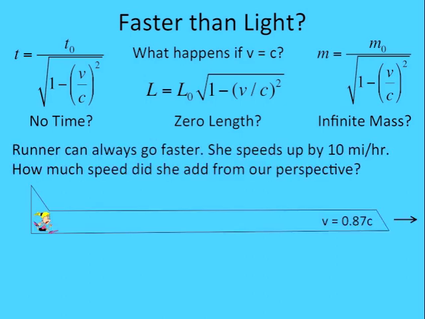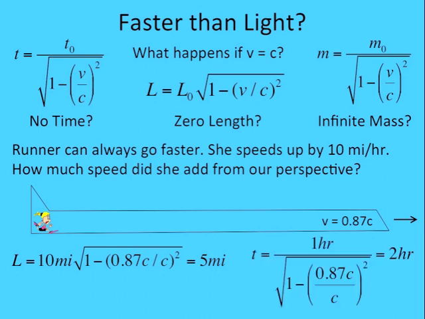But here's another way to think about it. I have a runner, and she can always add 10 miles per hour to her speed. And she happens to be on a rocket ship that's very long, so she can keep running. And it's going 87% the speed of light. So she decides to speed up by 10 miles per hour. How much faster is she going from our perspective? Well, that 10 miles that she might go in an hour would only be 5 miles to us. And the time, instead of being 1 hour, would be 2 hours. So she only added 2.5 miles per hour.